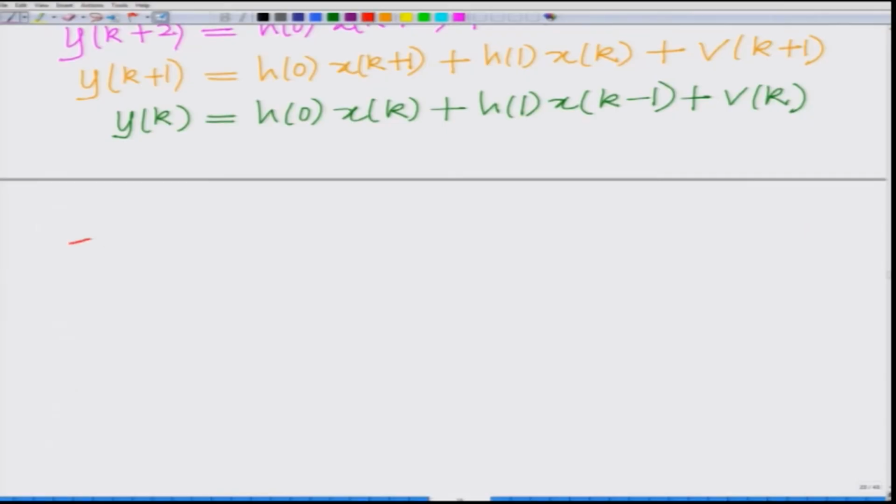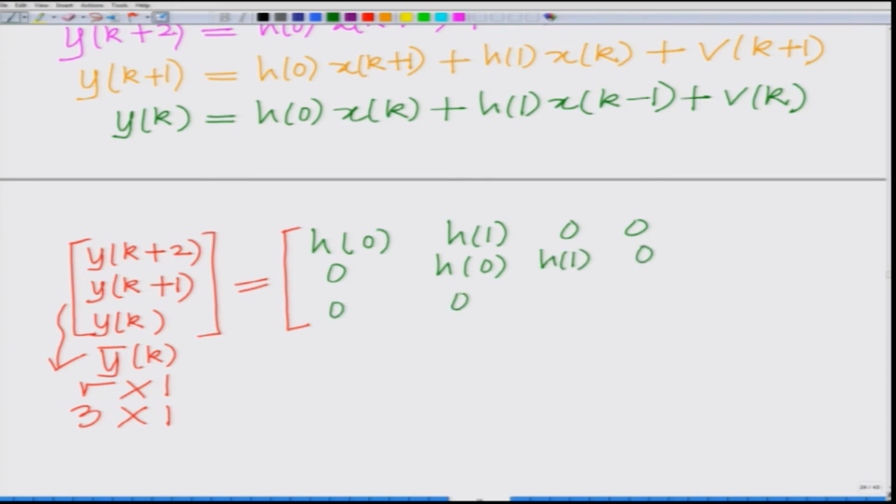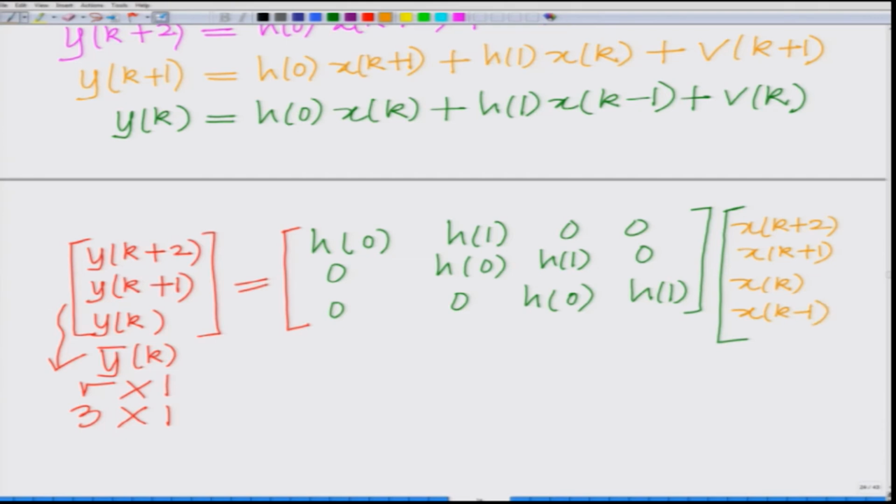When I stack these as a vector, what I will get is yk plus 2, yk plus 1, yk. Remember, we can call this the vector y bar k, which is an r cross 1, or basically a 3 cross 1, since we are looking at a 3 tap equalizer. This is equal to the following matrix: h0, h1, 0; 0, h0, h1; 0, 0, h0, h1, times my symbols xk plus 2, xk plus 1, xk and xk minus 1.